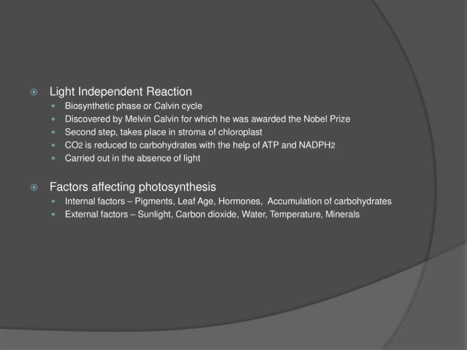Now, factors affecting photosynthesis. There are a few factors which affect photosynthesis. Internal factors are pigments, as we have seen, primary pigments and accessory pigments. And then leaf age. If the leaf is very old, then it affects photosynthesis. Then hormones, and then accumulation of carbohydrates. External factors are sunlight, carbon dioxide, water, temperature and minerals. So these are the external factors which are affecting photosynthesis.